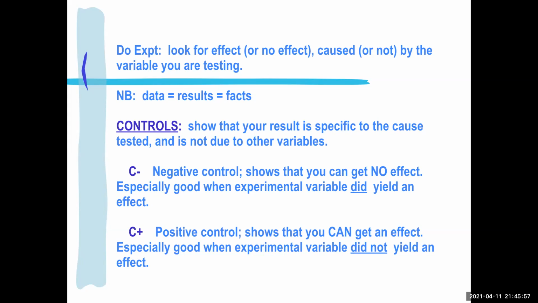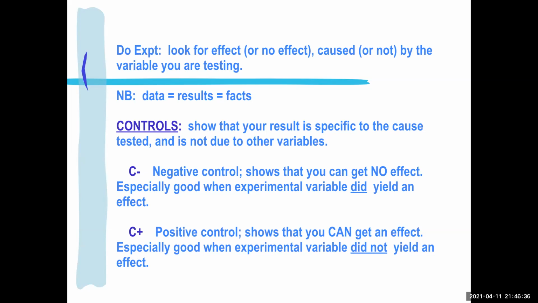So a negative control shows that you can get no effect, that it is possible to get a no answer, if you will. And it's especially useful when your experimental run did give an effect. So this is me showing that I can in fact get no bread because what I'm trying to get is bread in the instance of having bread. A positive control shows that you can get an effect. So this is me going out and getting yeast and making sure I can show you that I can get bread. Now, if with the experimental run, I got bread, this is less exciting.